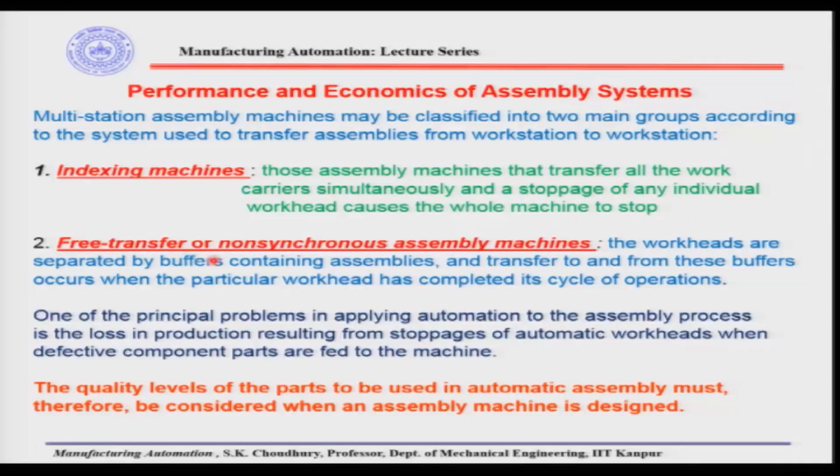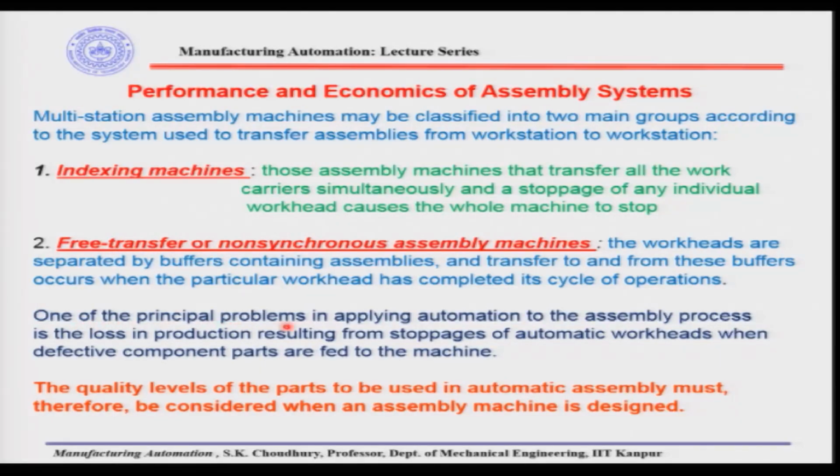So, in this case what happens is that one machine which finishes the subassembly will keep it in the buffer, and from the buffer the next machine will take up the subassembly as and when that next machine requires. So, the machine time can be different in two subsequent machines, because machine number 2 does not wait for machine number 1 to finish. Machine number 1 will finish and put the subassembly in the buffer, and from the buffer machine number 2, that is the next machine, will take it up. Those are the free transfer machines.